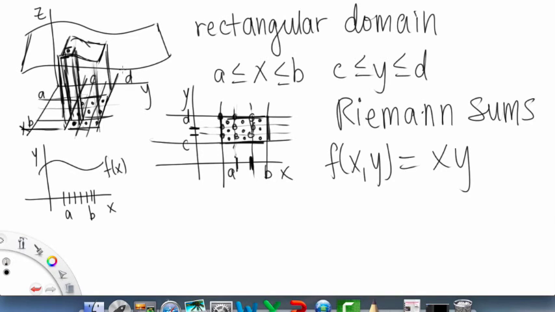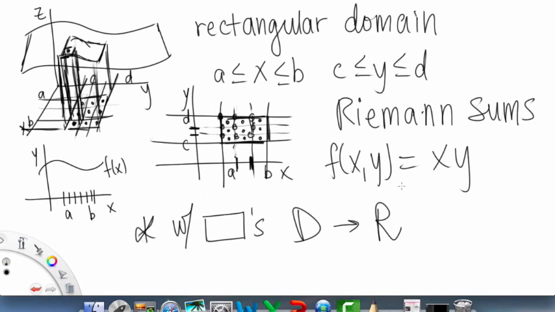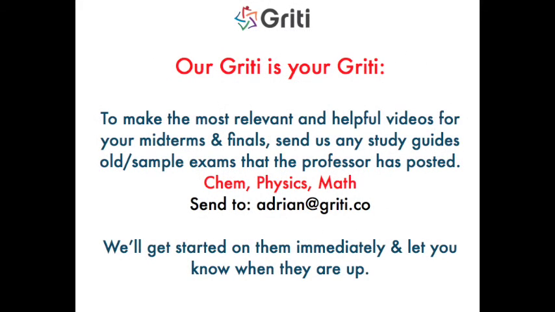Okay? So, let's see. Now, another side note, when you're dealing with rectangles, our domain D is sometimes called R. Okay, just for future reference, if you see it in problems and stuff, that's what it means. R is just your domain, but it's the simplest kind, which is a rectangle. Okay?